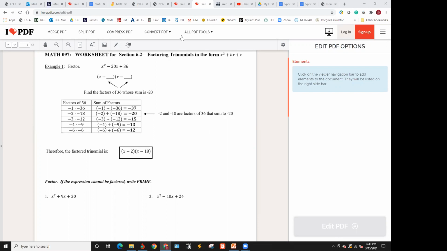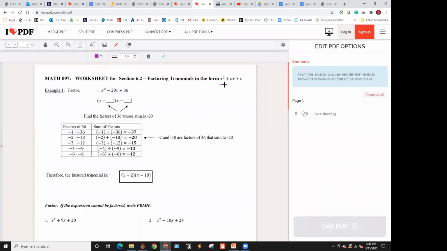All right, so 6.2 is called factoring trinomials in the form x squared plus bx plus c. What that essentially means is that's a plain old x squared. In other words, 1x squared.